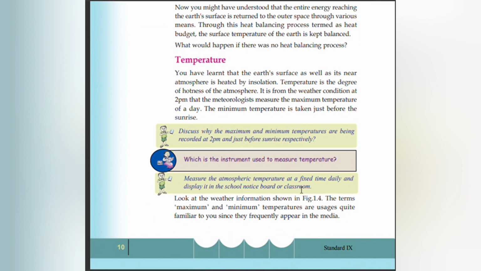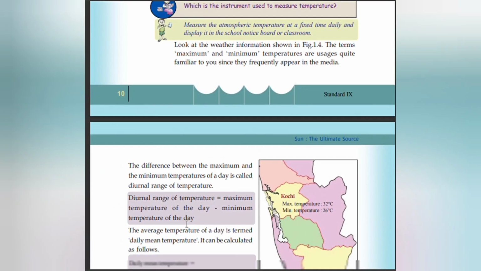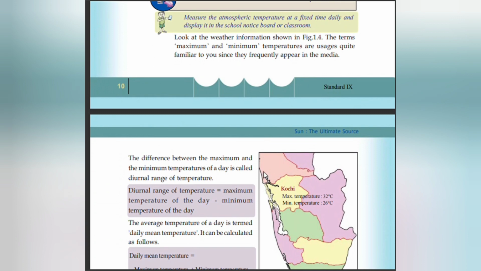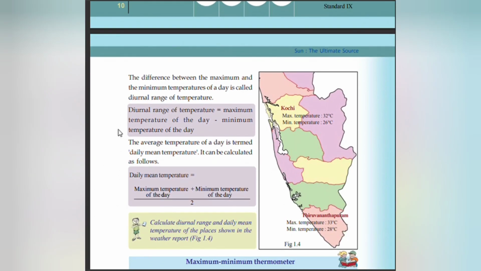Look at the weather information. The terms maximum and minimum temperature are quite familiar to you since they frequently appear in the media. The difference between the maximum and the minimum temperature of a day is the diurnal range of temperature. Diurnal range of temperature is the maximum temperature of a day minus the minimum temperature of the day. The average temperature of a day is termed daily mean temperature, and can be calculated as: daily mean temperature is equal to maximum temperature plus minimum temperature of a day divided by 2.